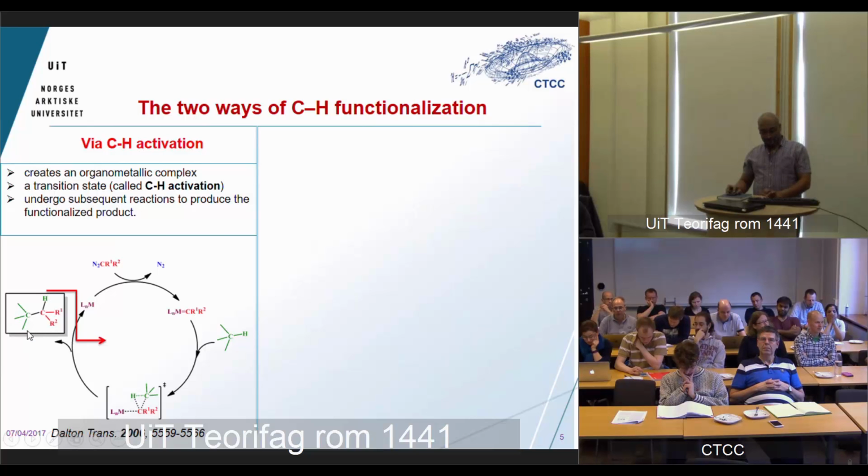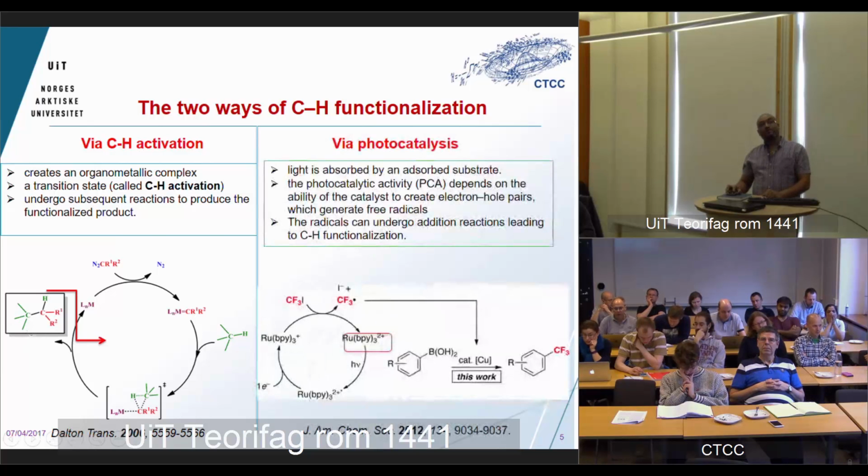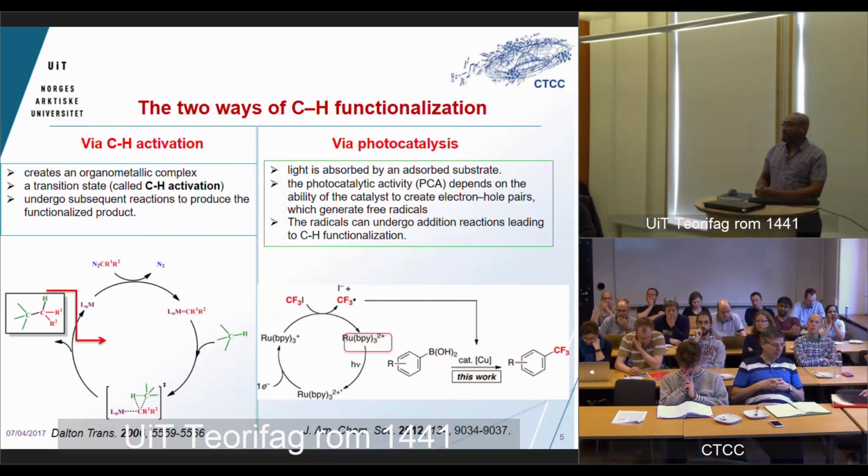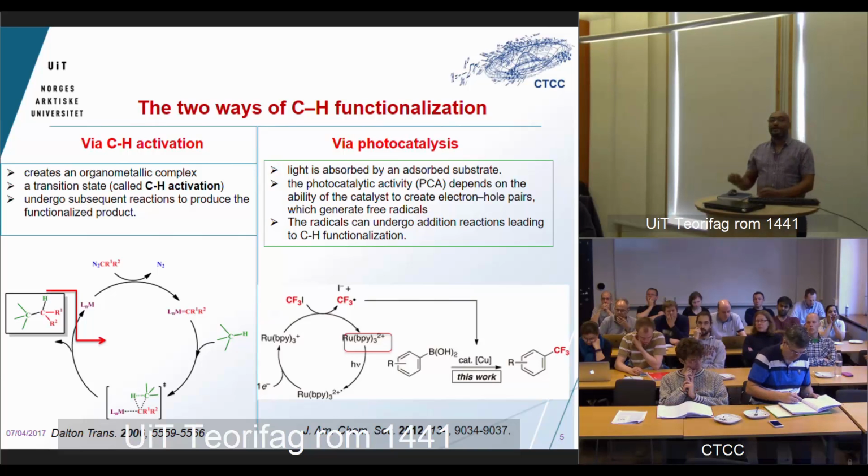After undergoing consecutive reactions, we can have the newly diversified or functionalized organic compound like this one. The second way of CH functionalization is photocatalysis. In photocatalysis, as its name implies, light is absorbed by the catalyst, and that catalyst gives or accepts an electron from a certain kind of substrate or radical source, and it forms a free radical. The free radicals can undergo radical addition reactions.